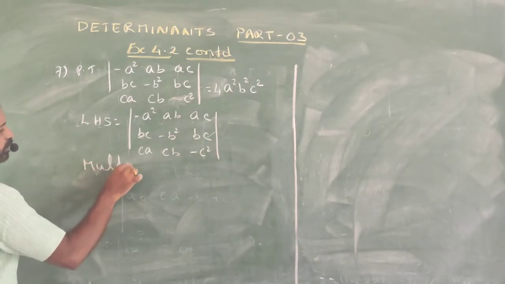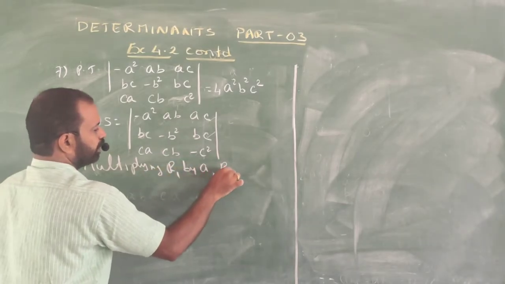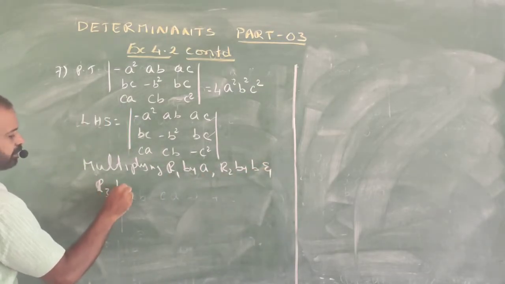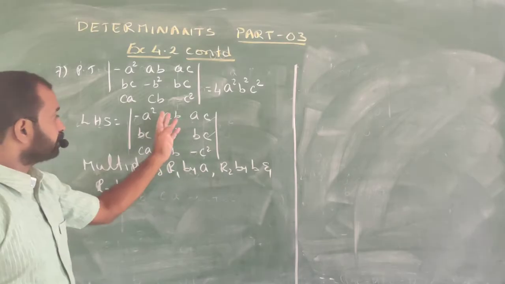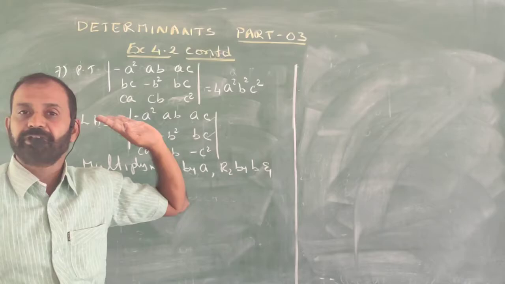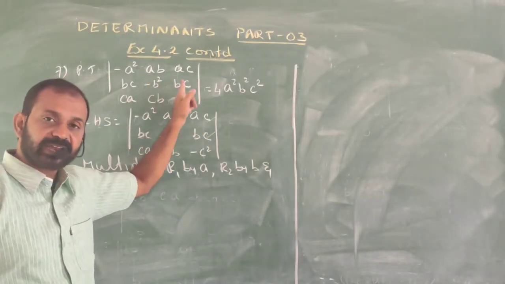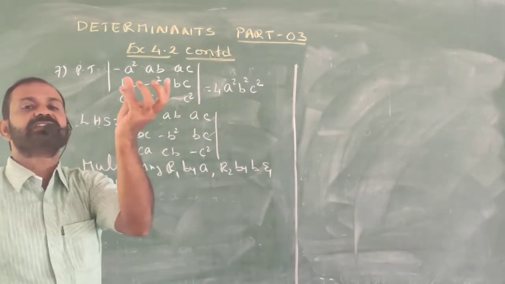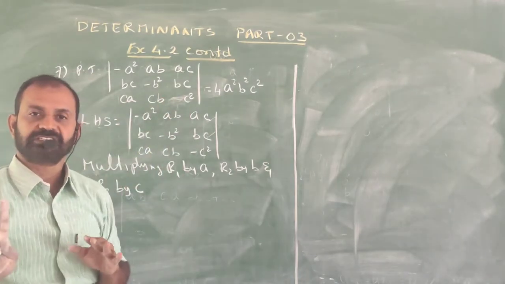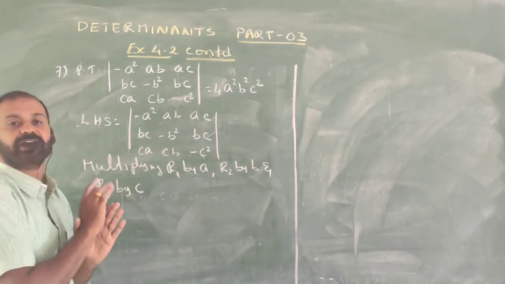Multiplying R1 by a, R2 by b and R3 by c. Because a determinant is a value, if you are multiplying, compulsorily you have to divide also. It is not like elementary operations, because there it is a matrix, here it is a determinant. Determinant means it is like a number, and if you multiply, the value will change. So when you are multiplying, compulsorily you have to divide also.